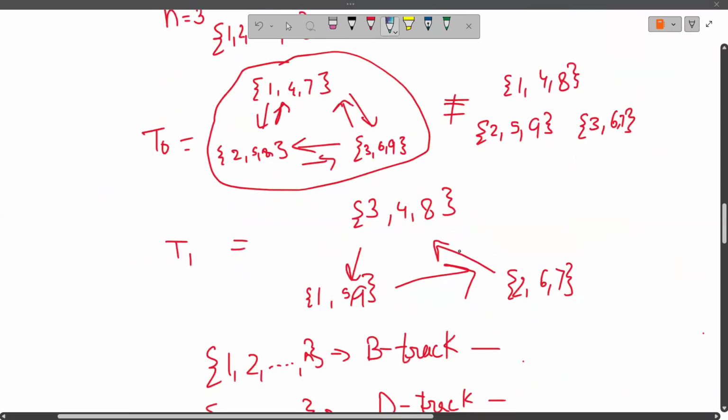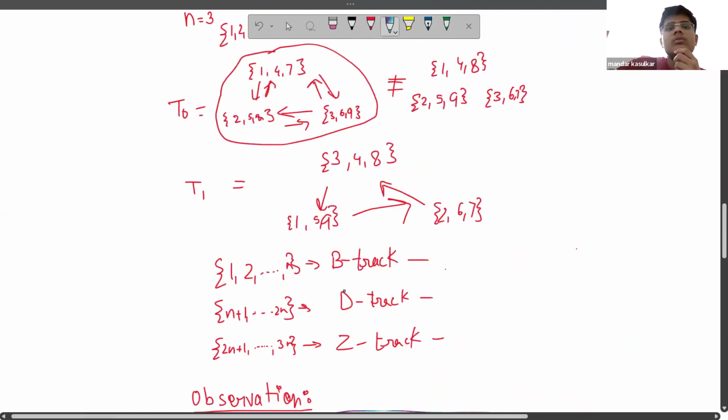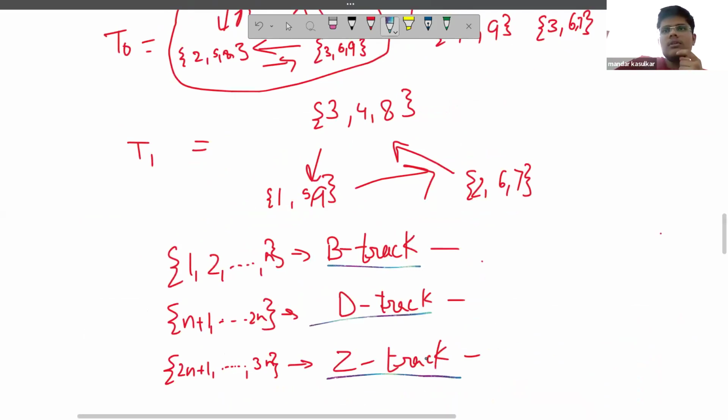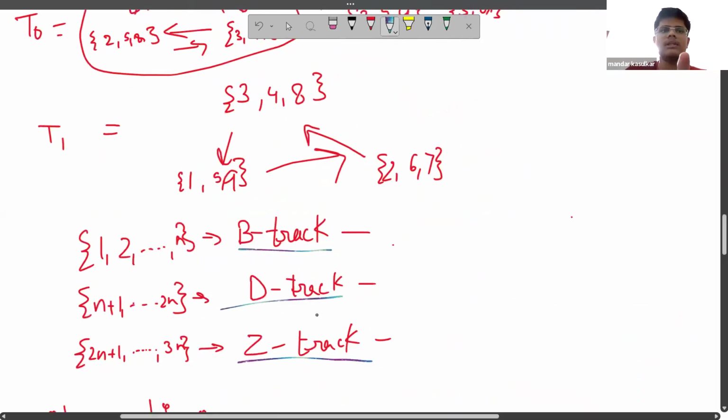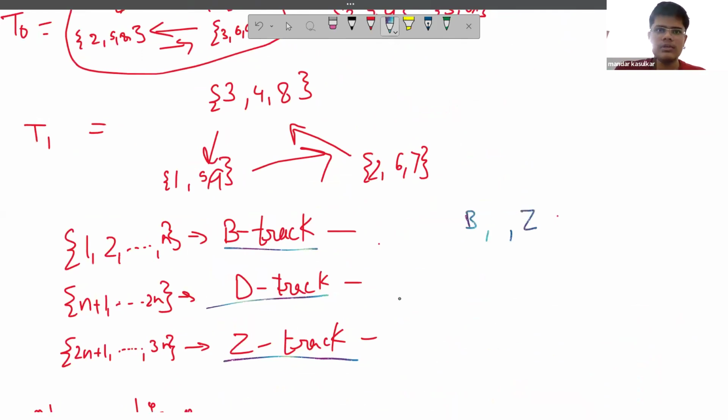Okay, but in the end, we have to look at the middle card. Like, we need a D track, right? Oh, not really. If you have a B track and you have a Z track, the D track will force itself. See, there are n people and there are n B tracks. If each guy has a B track and a Z track, then only the D tracks are left and everyone must have a D track as well.